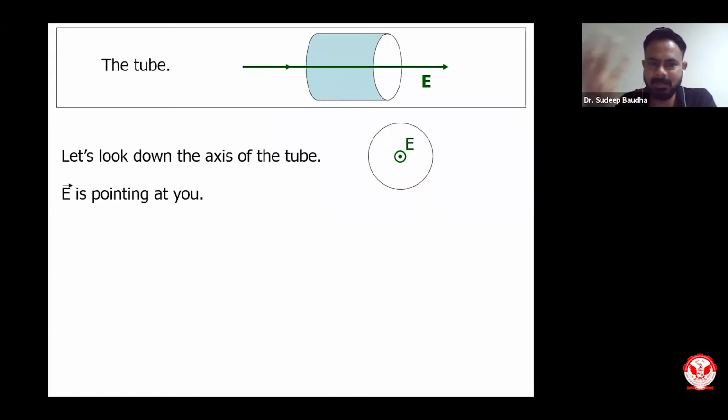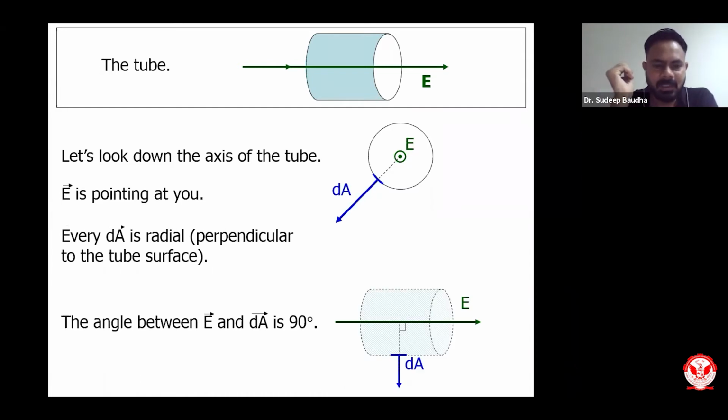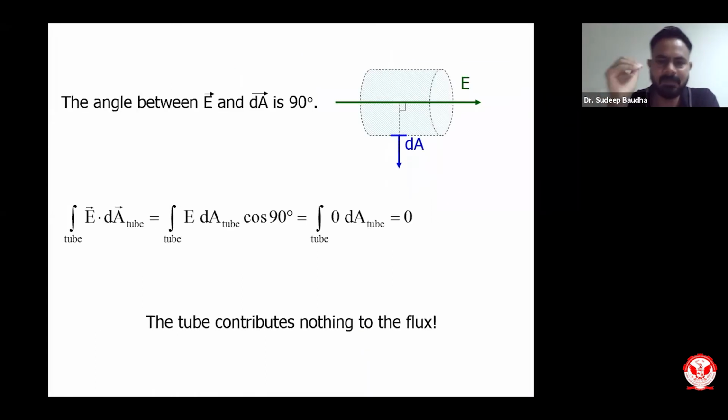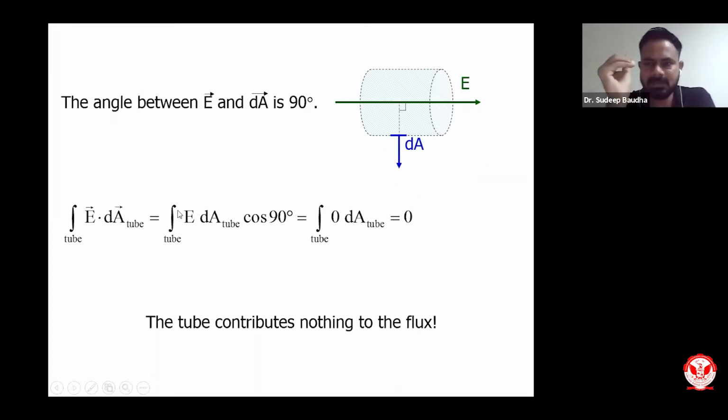So E is pointing at you, as you can see, for electric field. And dA is in the radial direction, which is perpendicular to the tube surface. Now I can see the angle between E and dA is 90 degrees. So I can simply write it in the form of E dot dA tube, which becomes E dA cos 90 degrees. I get it as 0. So the overall electric flux because of the tube will be 0.